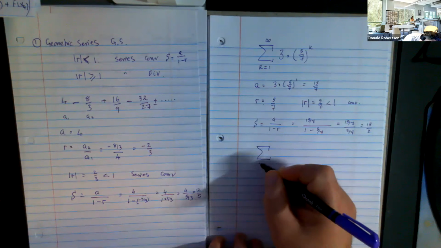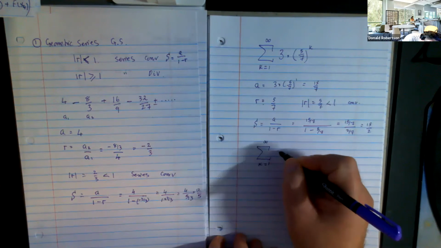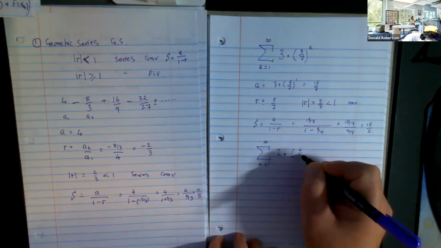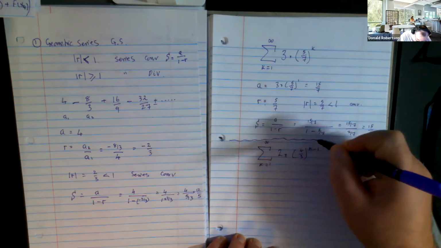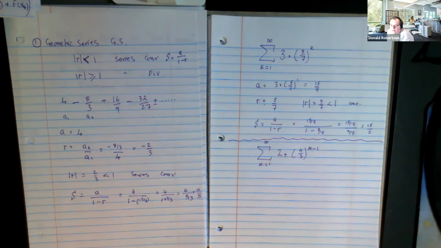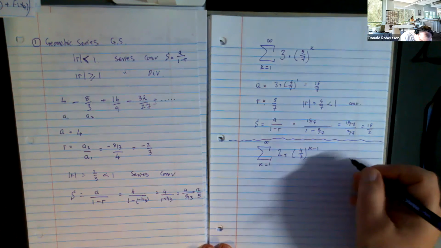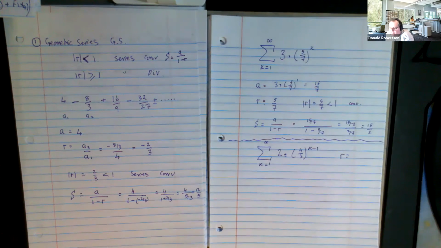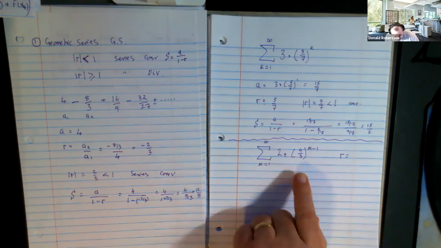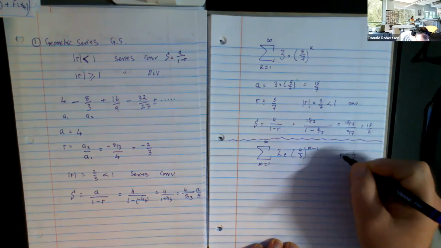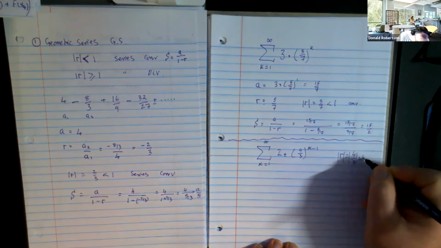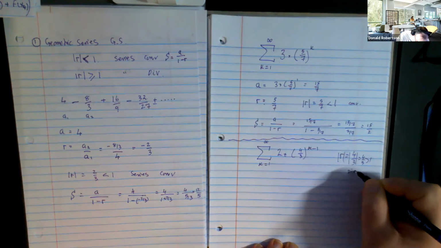For completeness' sake, here is a different geometric series written in sigma notation. What is the R value for this fella? What's the R value? Would you agree that the absolute value of 4/3 is bigger than 1, so this series diverges?